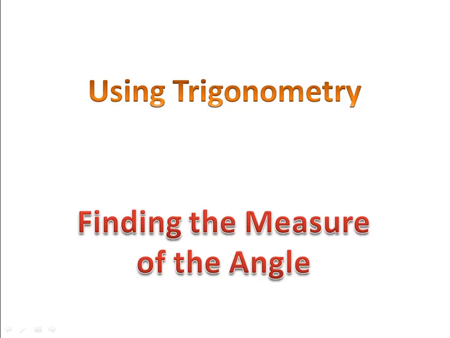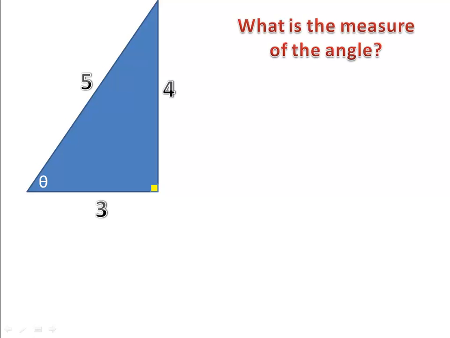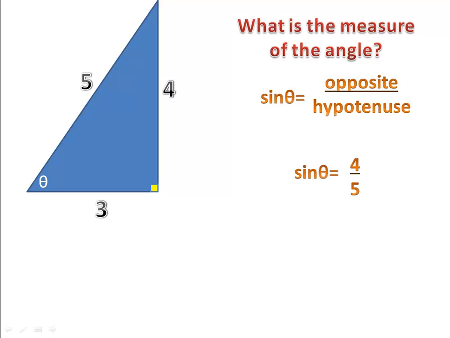in our notes. Suppose we have a right triangle. The length of the sides are 3, 4, and 5. We want to find the measure of this angle, theta. Here's what we do. We look at the sides that we have, and I see here that I have the opposite, which is 4, and the hypotenuse, which is 5. So I can say the sine of theta is the opposite over the hypotenuse, which is 4 over 5.